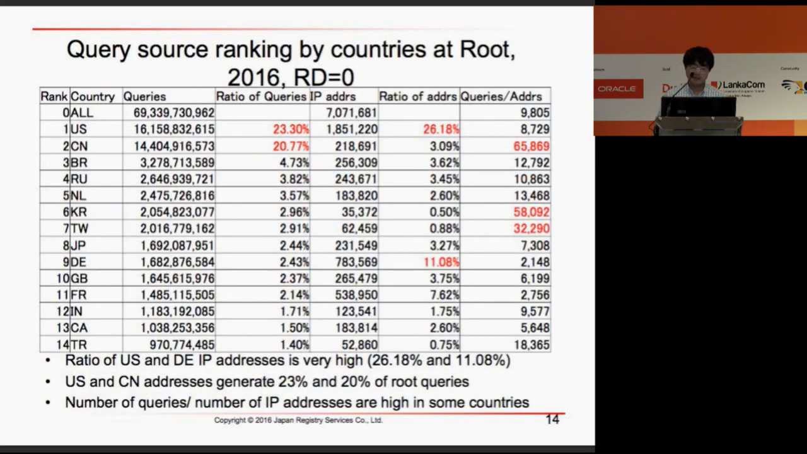This table shows query source ranking by countries at root 2016 RD0, recursion desired off. This table shows ratio of US and German IP addresses very high, 26% and 11%. US and China addresses generate 23% and 20% of root queries, very high. And number of queries divided by number of IP addresses are high in some countries.